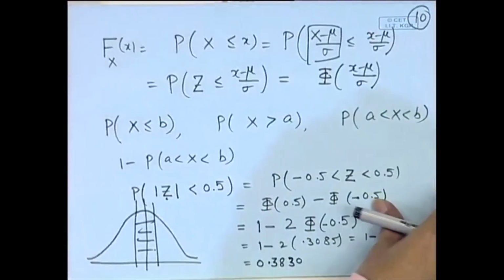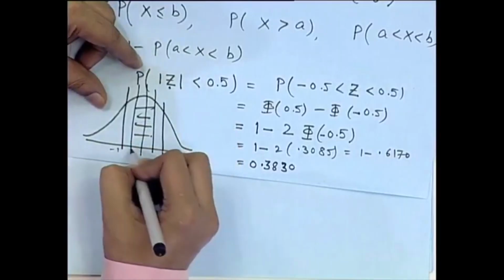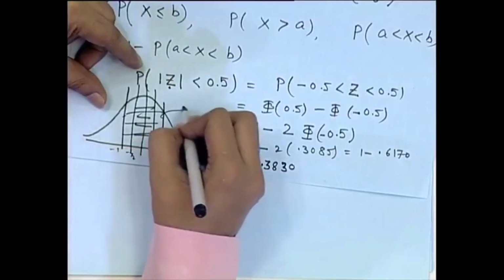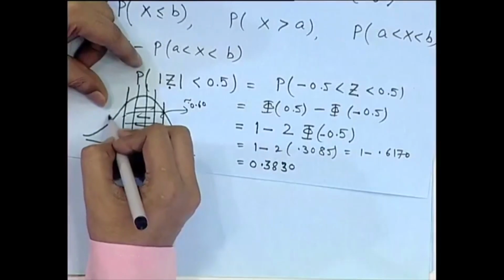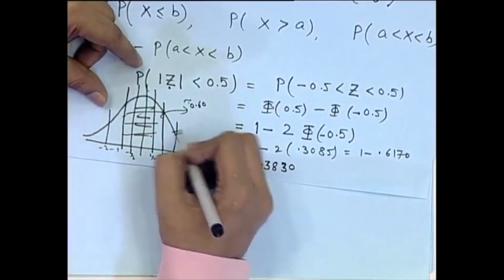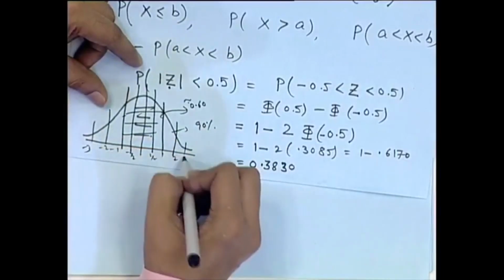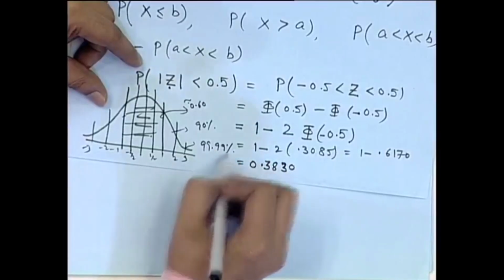If we consider, say, minus 1 to 1, this consists of almost 60% of the probability. If we consider minus 2 to 2, this consists of more than 90% of the probability. If we consider minus 3 to 3, this consists of more than 99.99% of the probability.